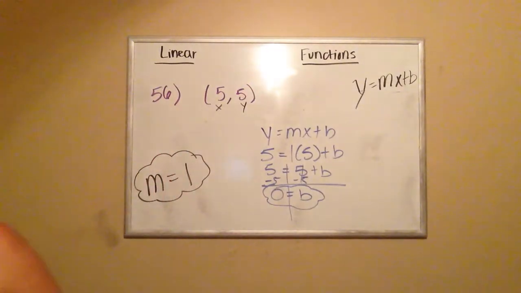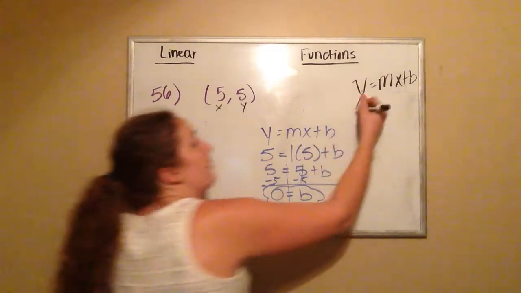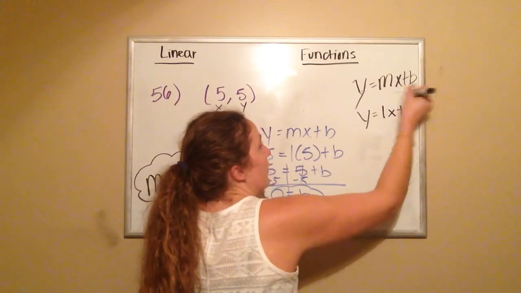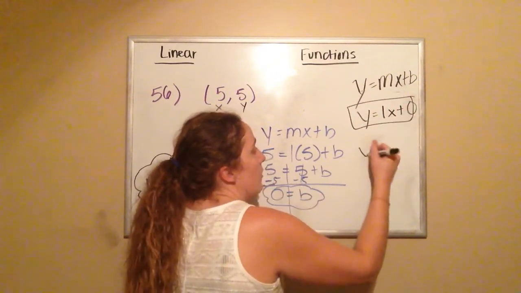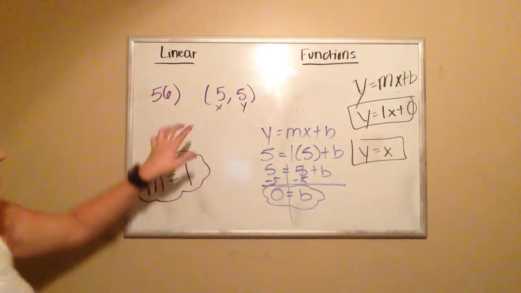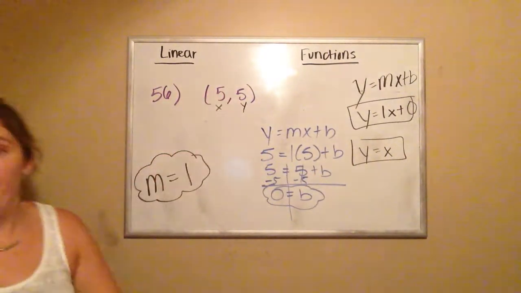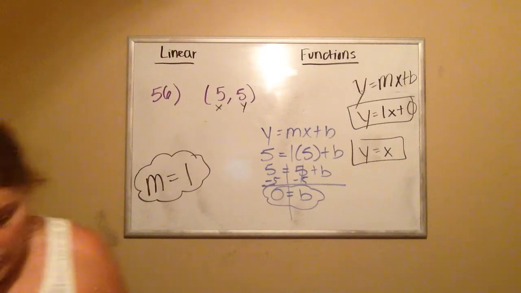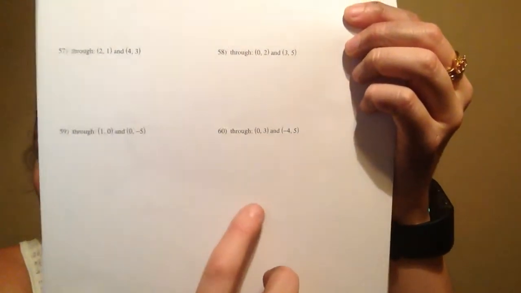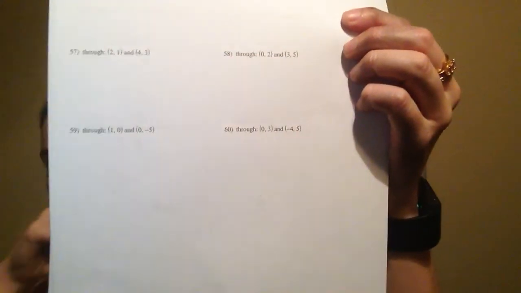Sweet. We've got the information we need. We have our slope. We have our y-intercept. All we got to do is write the equation. We get y is equal to 1x plus 0, or y is equal to x. Notice, in these coordinate points, the y's and the x's were the same. Alright, you should be able to do the rest of the worksheet, up to number 60.